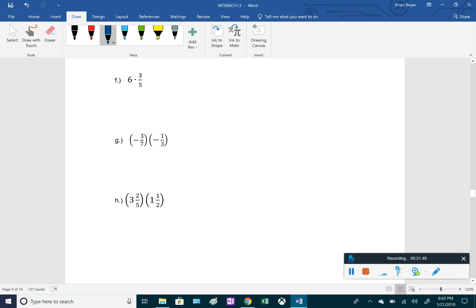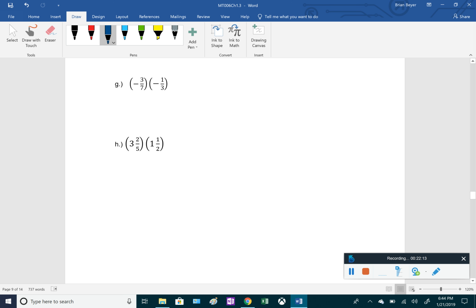And next, 6 times 3/5. So I'm going to rewrite 6 as 6 over 1, just as a visual aid for us. You don't have to do that if you know what to do. So it's going to be, once again, recognize common factors are not going to cancel off. 6 times 3 is 18. 1 times 5 is 5. So 18 over 5.